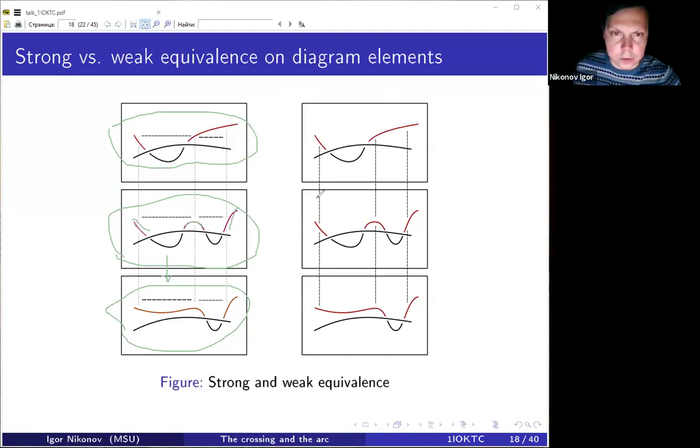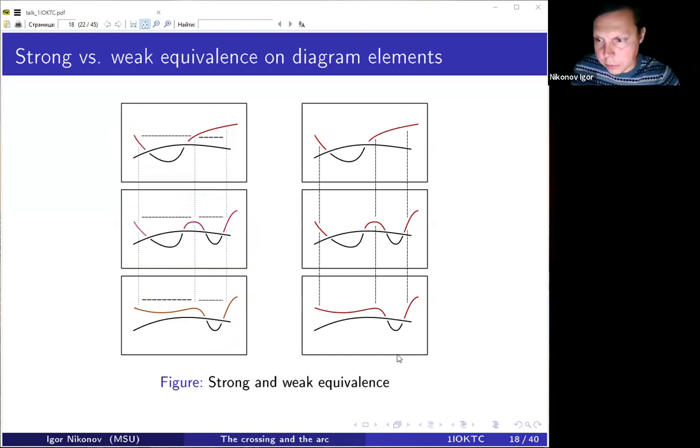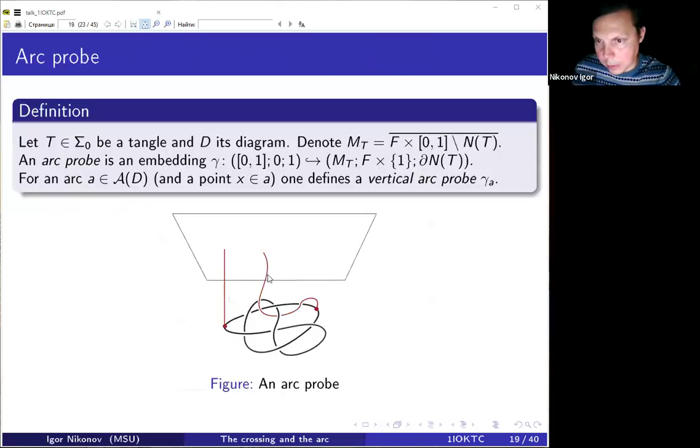And in fact, the weak equivalence classes give us the universal invariant of arcs in this case, and of other elements in other cases. So we must describe somehow these equivalence relations. And let us see how one can do it in the case of arcs.